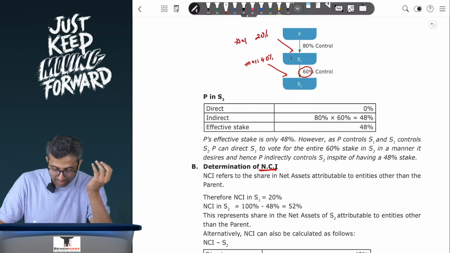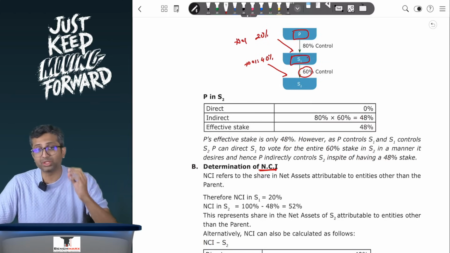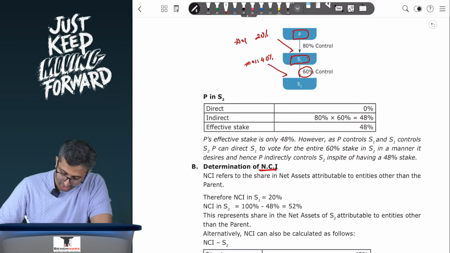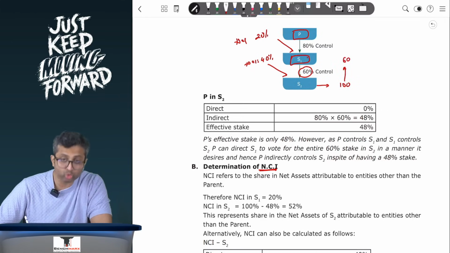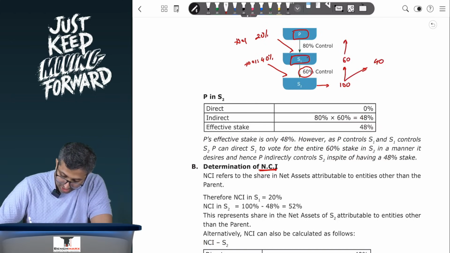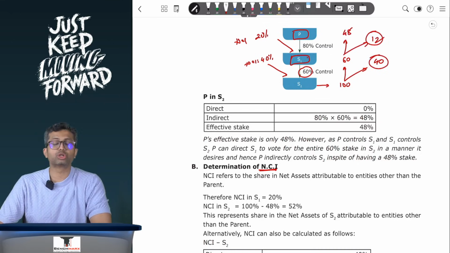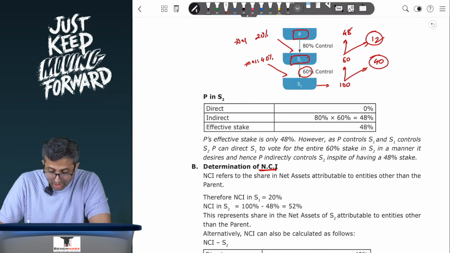That is correct if I am preparing CFS for S1. When I am preparing CFS for P, I will say how much percentage of the net assets are attributable to outsiders. So over here, if S2 has net assets worth, for example, 100, it can distribute everything. So 60 will flow to S1, 40 will flow to the NCI. When S1 distributes everything, 80% of this 60, that is 48, will reach P. 12 will further be leaked to an outsider, and hence 40 plus 12, that is 52 of the net assets of S2 will be going to the outsiders, which means only 48 will reach P.